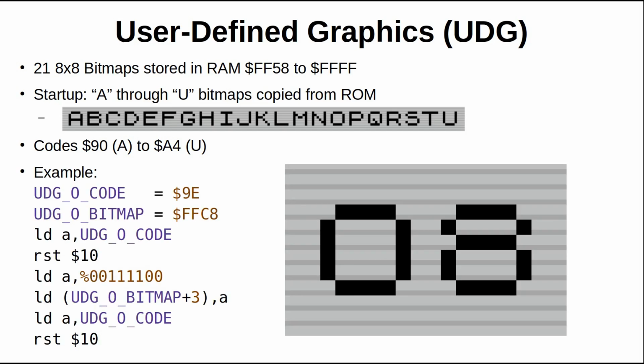We can see that happen here in this short example, where we print out UDG O twice, once using the original glyph and then changing it to 8 like we did in BASIC. Now we have the ability to use constants for the character code and the bitmap address, and even use binary to define a line of pixels.